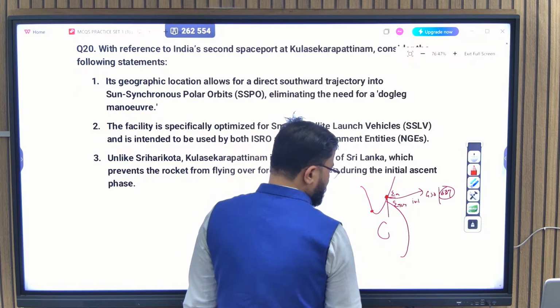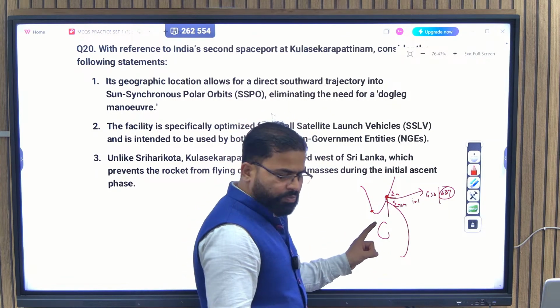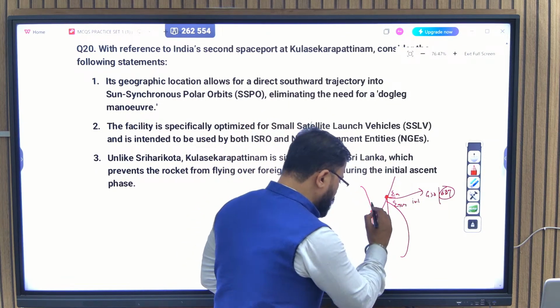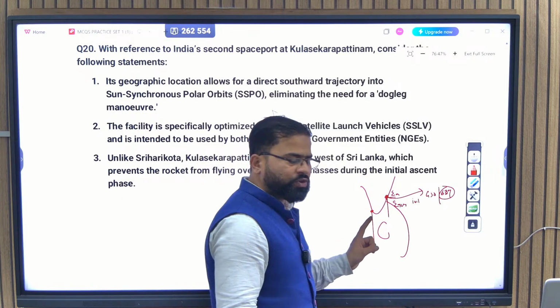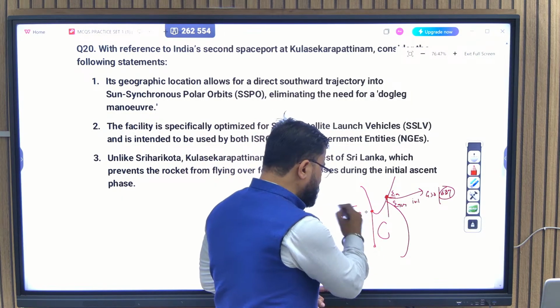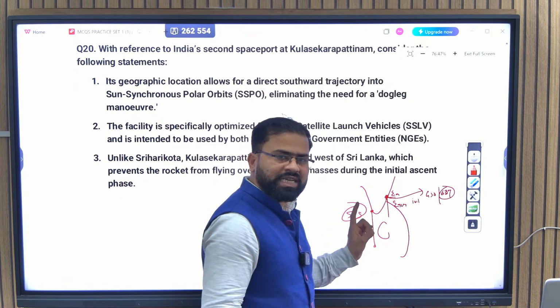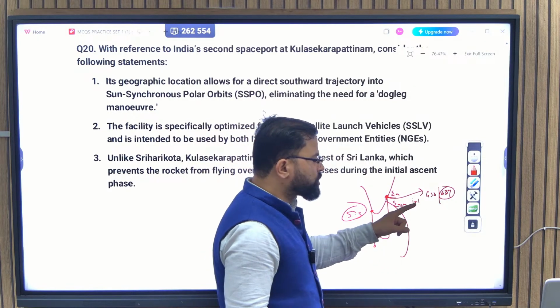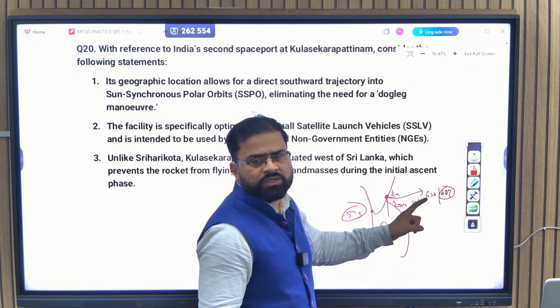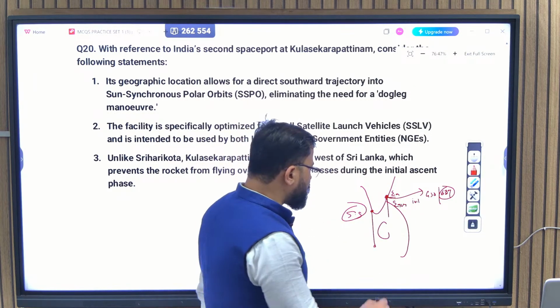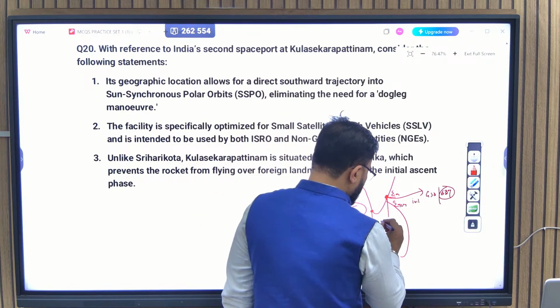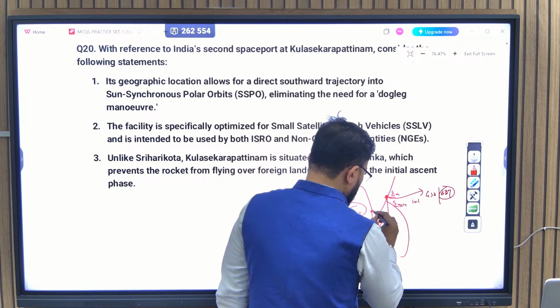We have developed this Kulasekharapatnam. This Kulasekharapatnam is being developed so that we can go for the polar mission. It is meant for small satellite launching. Second point, apart from that, yes, we can go for the geosynchronous mission also. We can go for the geosynchronous geostationary orbit. But here also we have to go for dog-leg maneuvering. Here we have to cover this distance.